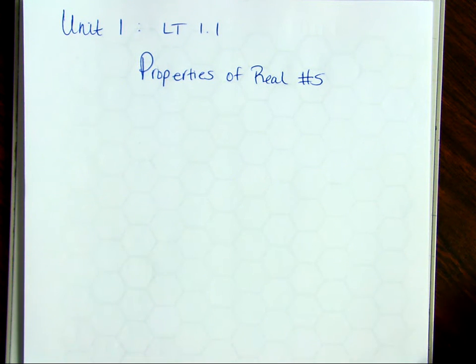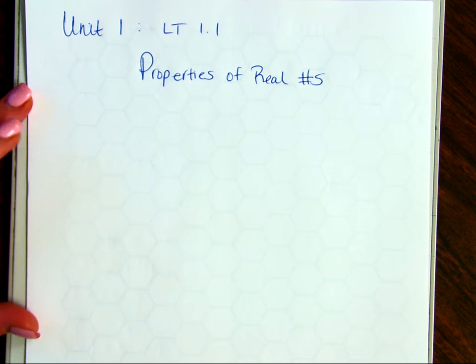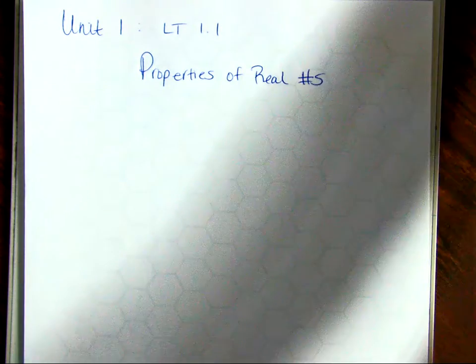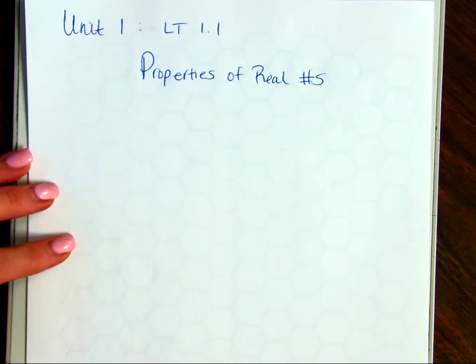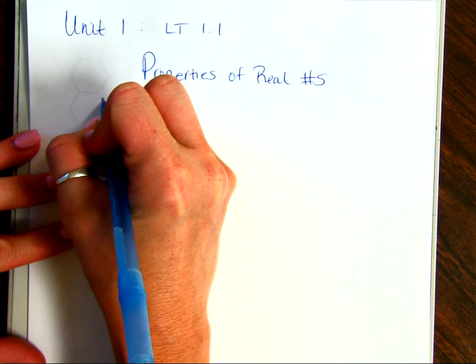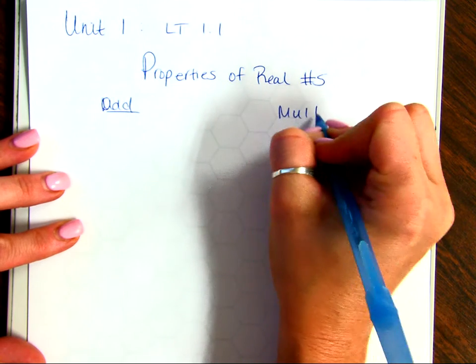Okay, so we're going to start the year off with Unit 1, Learning Target 1, and we're going to talk about some properties of real numbers, okay? The good news about this is that all of the properties you are going to see, you already know them. You just may not know the actual name for them or the property name for them. So we're going to talk about 9 properties, and these properties are only going to apply to addition and multiplication, okay?